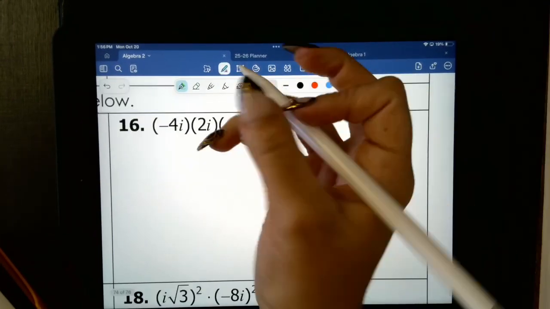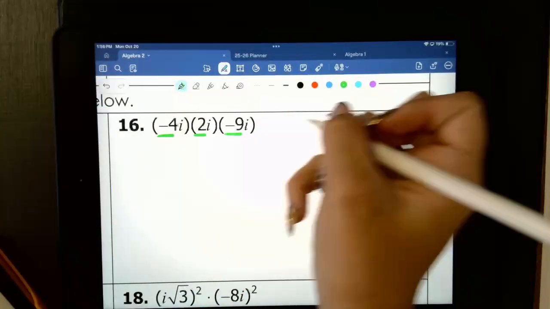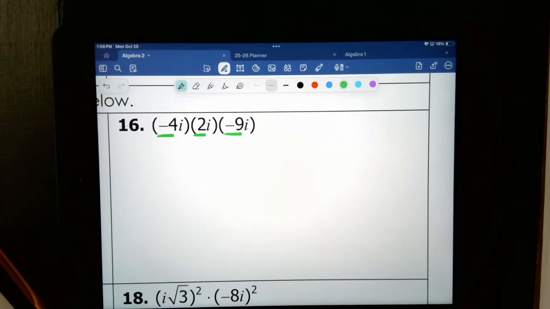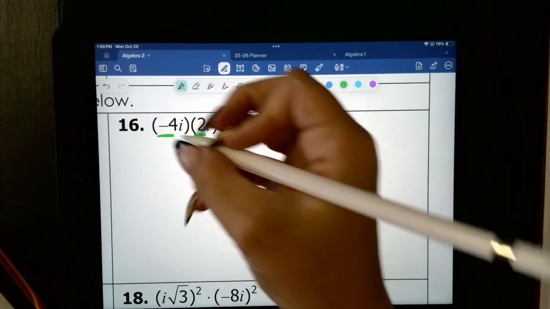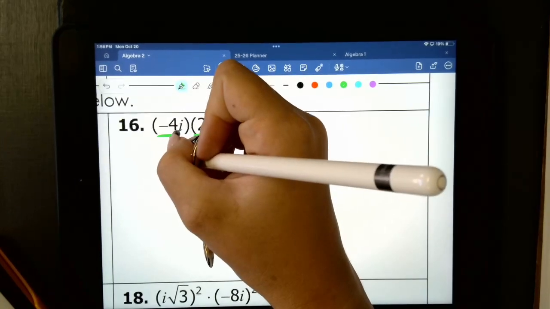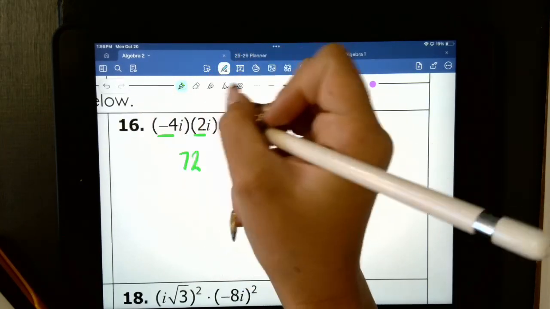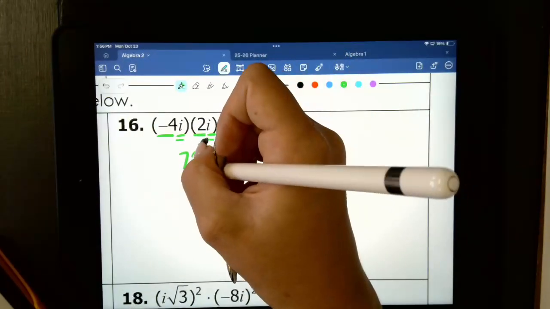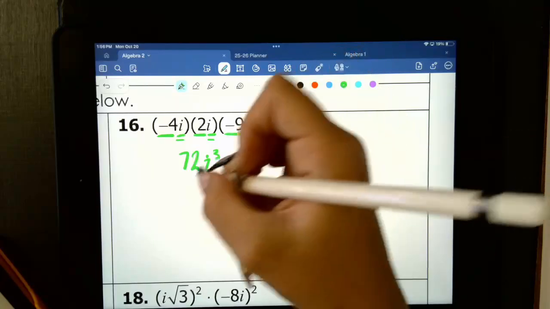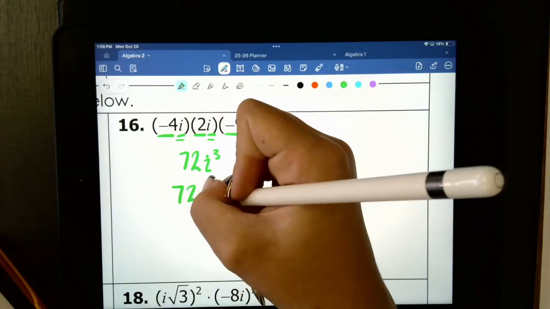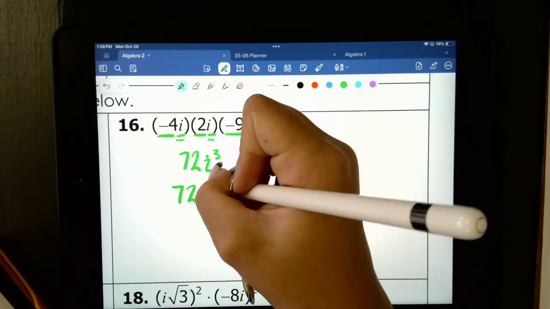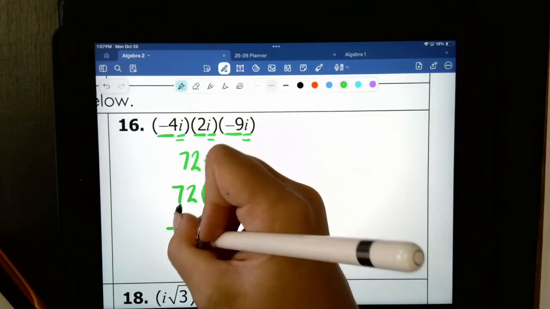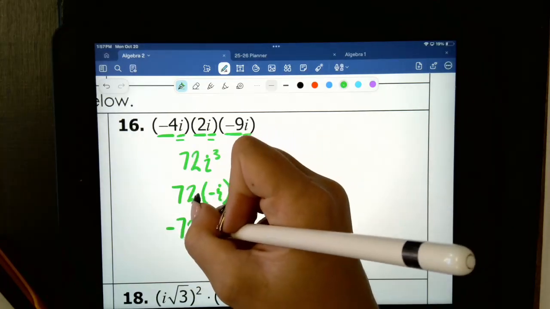On this one, let's go ahead and multiply all of the coefficients. Negative 4 in your calculator times 2 times 9 is going to give us what? Positive 72, because negative times negative is positive. Okay, and then we've got our i's, so it's going to be I to the what? I to the third. What is I to the third? Negative I. So now we're going to have negative 72 I.